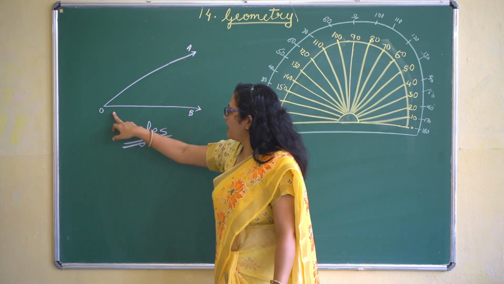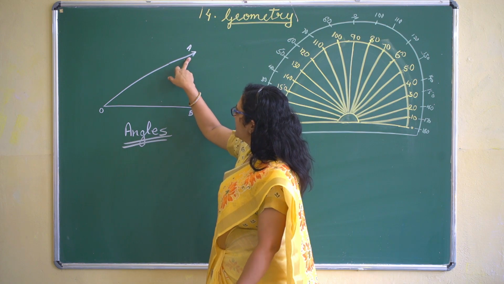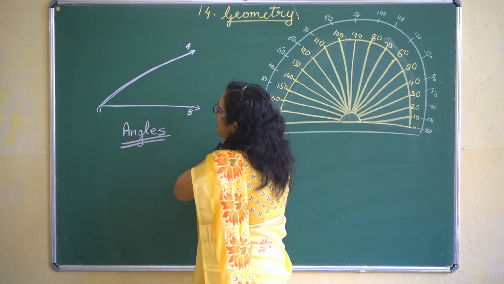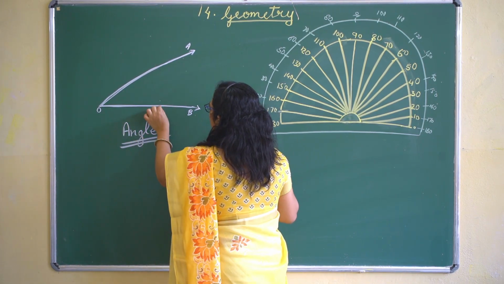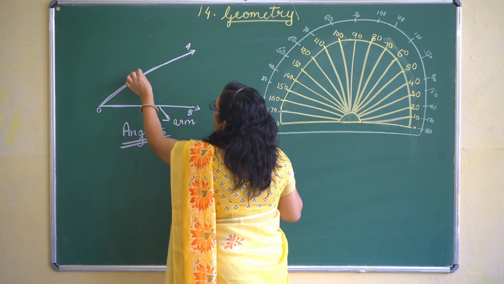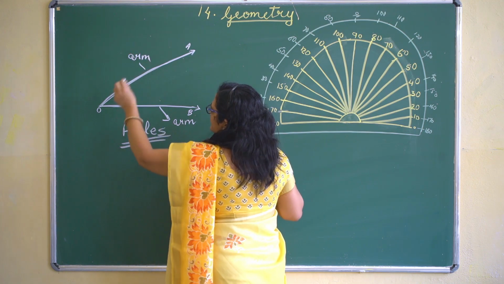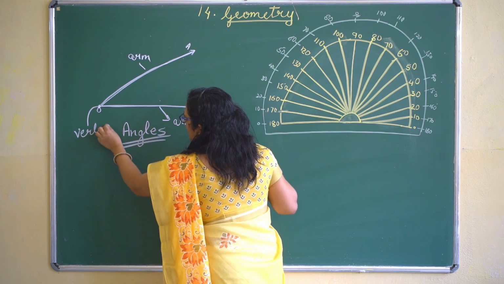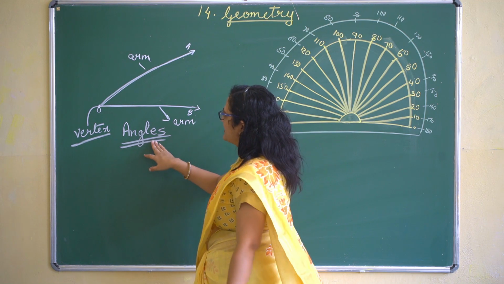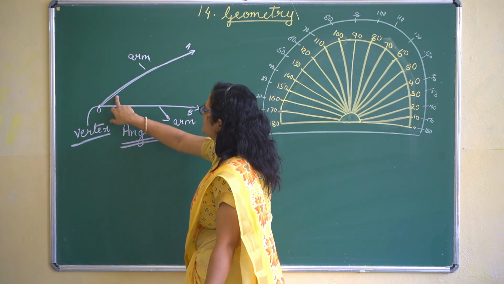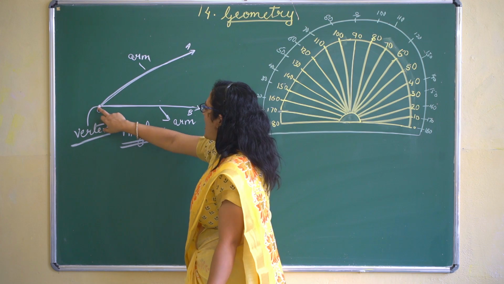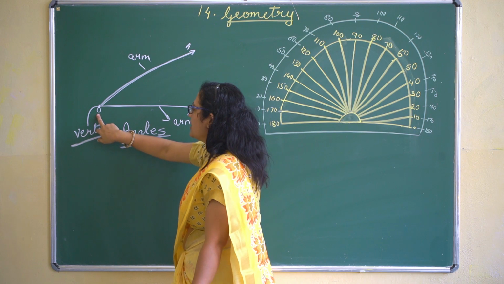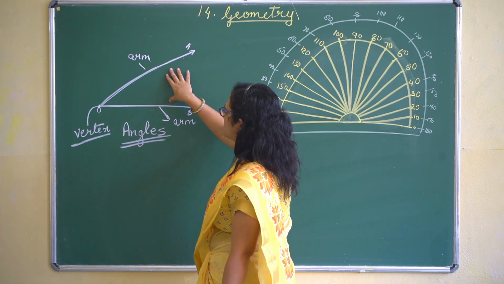OA and OB, we have made this angle with the help of two arms, that is OA and OB. This is called an arm. And this point O is called the vertex. So we can make an angle with the help of two arms, OA and OB, and O is called the vertex. This is called an angle.